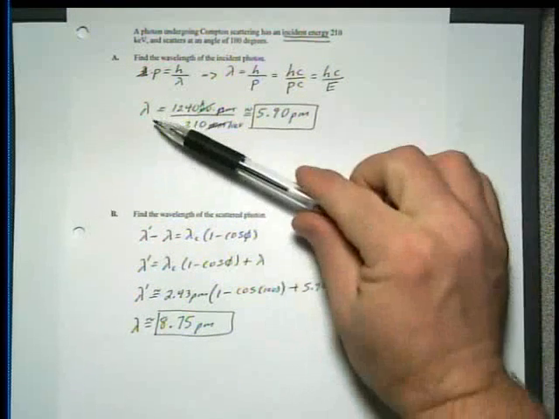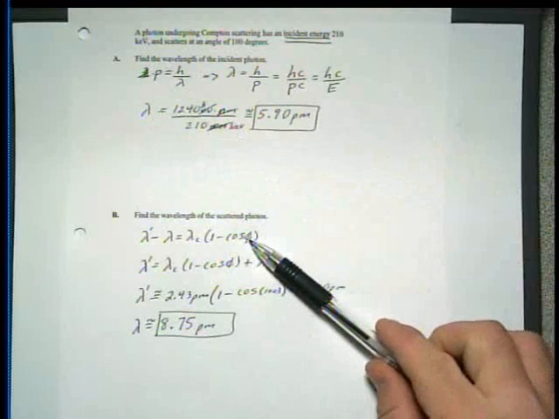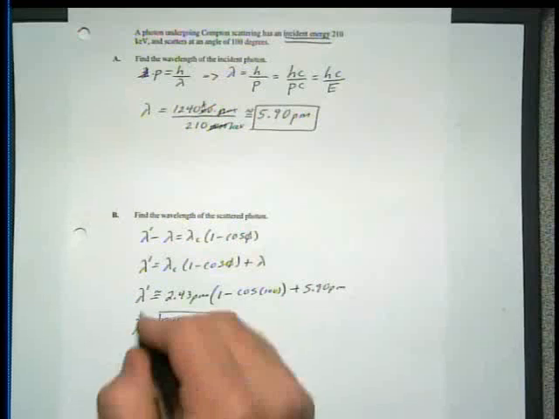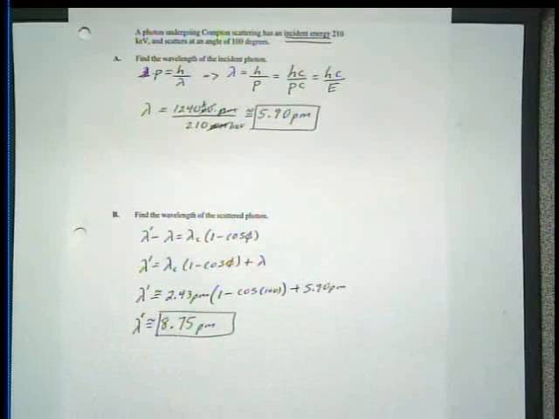And then they ask you to find the wavelength of the scattered photon. Well, now that you got lambda and you have the angle, then you can very quickly find lambda prime. So they could give you the momentum, they could give you the energy, they could give you the wavelength, and then they could ask you to find something else. That's Compton scattering. Be able to do all the different types of possibilities they have.